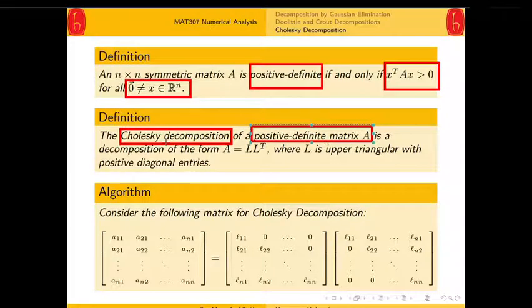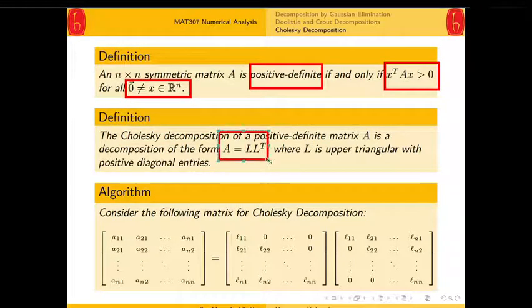This is a decomposition. The Cholesky decomposition is a decomposition of positive definite matrices, and it is in the form A is equal to L times L transpose. This is again a new decomposition, but the upper triangular matrix will be the transpose of the lower triangular matrix, where L is lower triangular with positive diagonal entries.